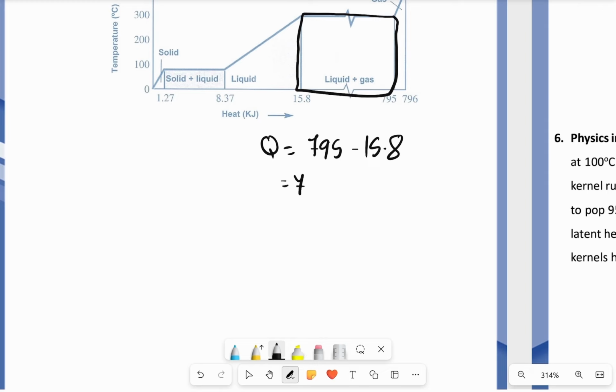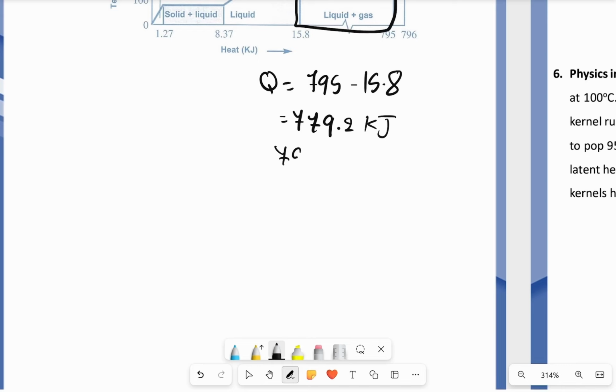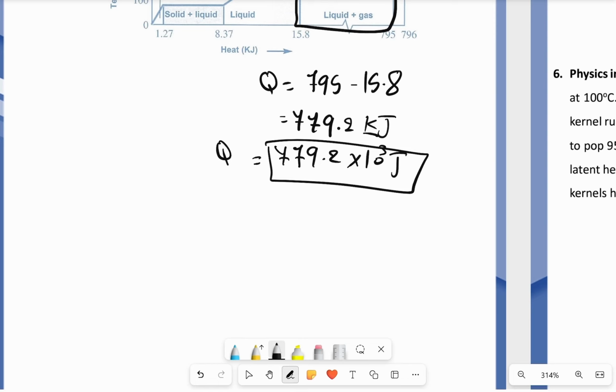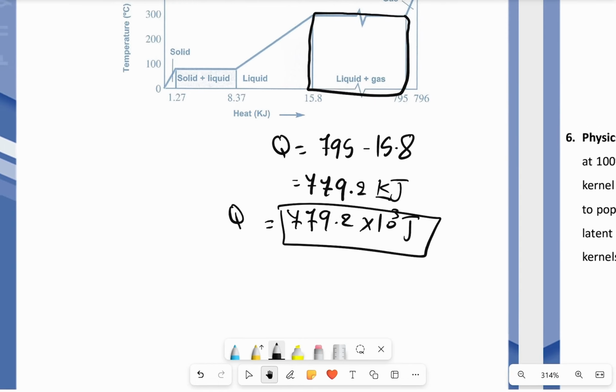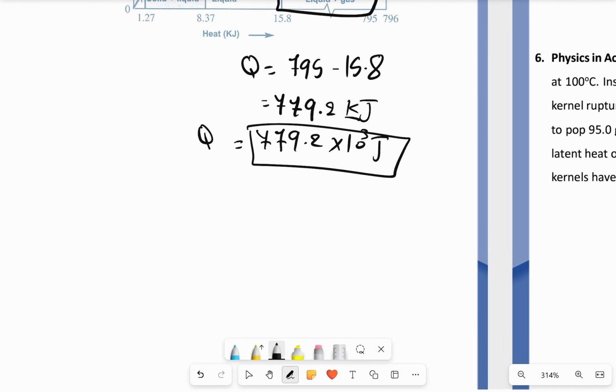And you get 779.2 kilojoules. This is going to be 779.2 times 10 to the power of 3 joule. Basically change this one to joule. This is going to be our Q. Now what about the temperature? The temperature is constant. Careful, we do not need the temperature.